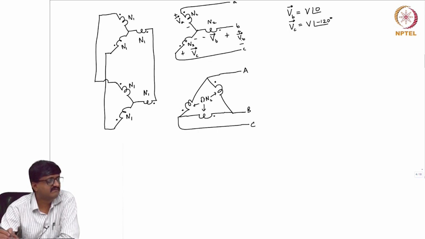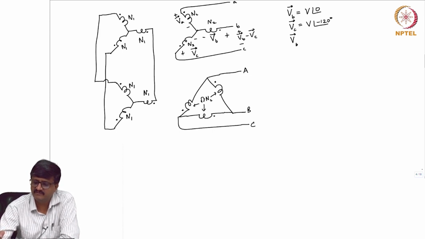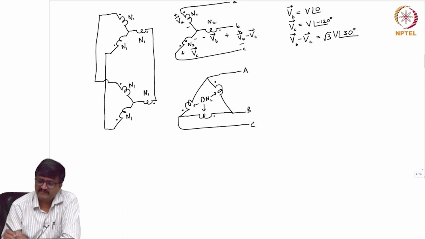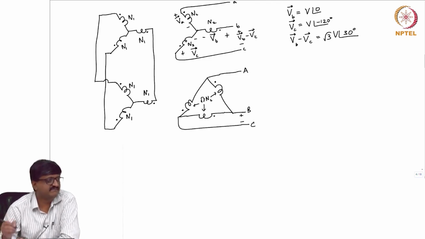If I want the voltage between B and C, in terms of VB and VC, by Kirchhoff's voltage law it is VB minus VC. So, what is VB minus VC? V at an angle 0 minus V at an angle minus 120 gives a resultant magnitude of root 3 V at an angle 30 degrees. Now, if I take between B and C in the delta, here between B and C it is VB minus VC. VB and VC are the voltages of B and C with respect to neutral.